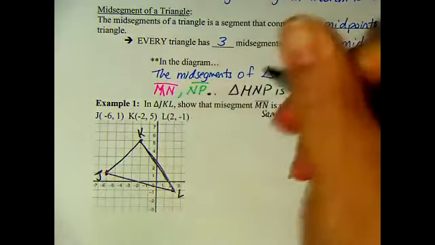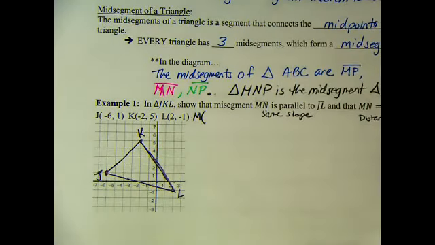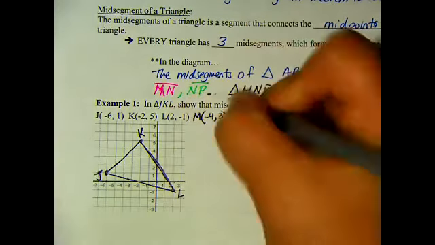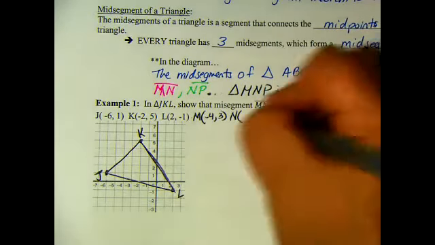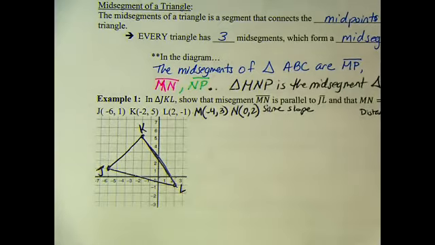for M and N. So M is at, let me tell you that right now. M is going to be at -4 and 3. And N will be at 0, 2. Okay, those are our coordinates for M and N. So now I'm going to plot M and N here.